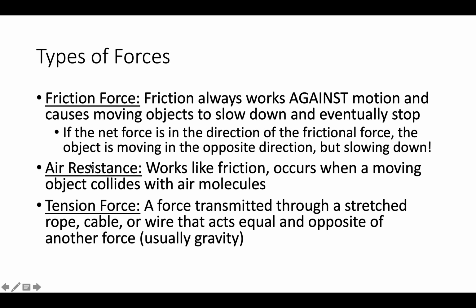Air resistance we've talked about in class. This works like friction, but it's when the object is moving through the air. It's colliding with the air molecules, and that causes it to slow down as well. Tension. Tension is force transmitted through a stretched rope or a cable or a wire. If something is hanging by a string, you're going to have a tension force, and that will work opposite of gravity. So gravity will pull the object down, and the tension force will pull the object in the direction of the cable.